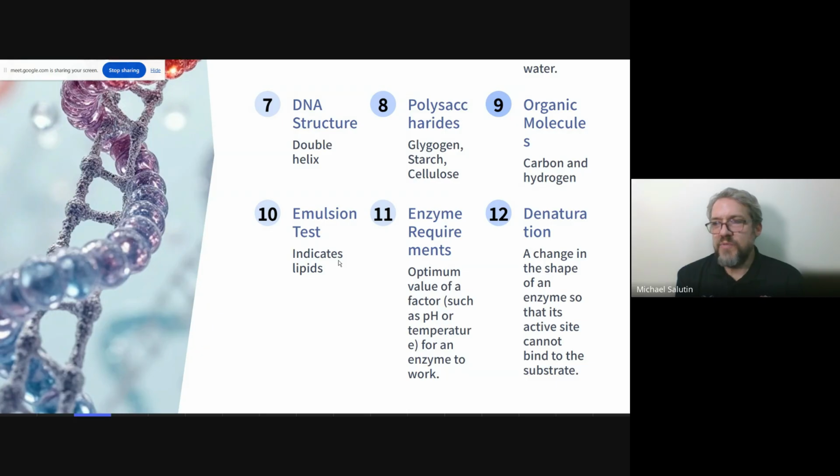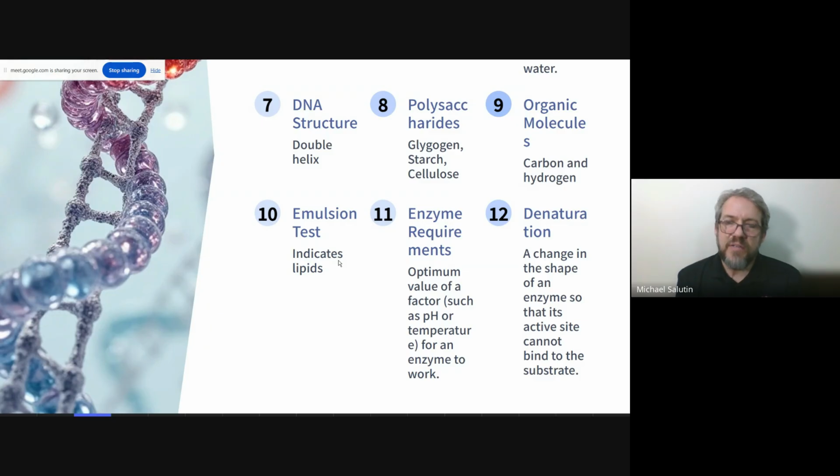Let's go back to enzymes for a moment. Enzymes are proteins that act as catalysts, and catalysts speed up any chemical reaction without being used up. Enzymes have special requirements in order to work. They have an optimum value of certain factors, such as the pH, how acidic or alkaline the environment is, or the temperature for that enzyme to work. It is their optimum range, the best temperature where they work most efficiently.